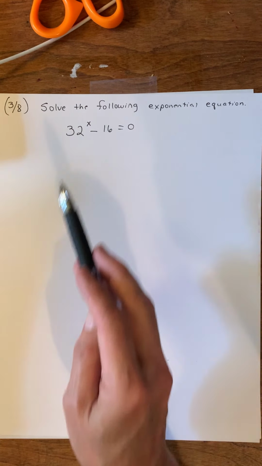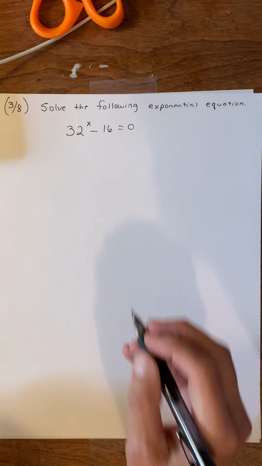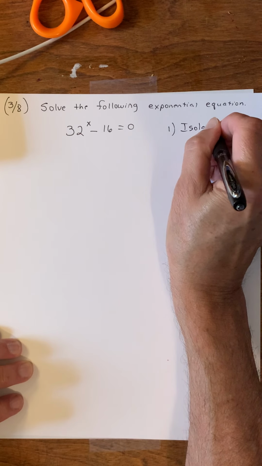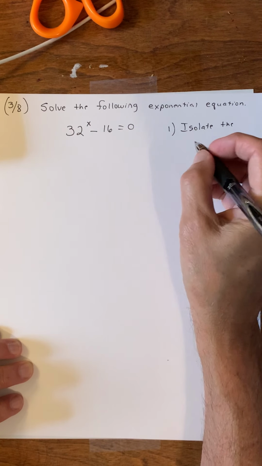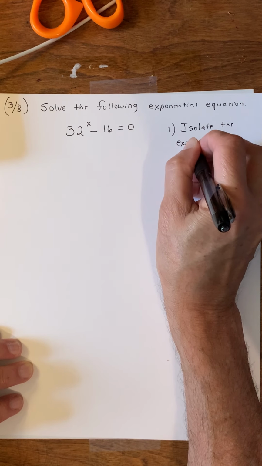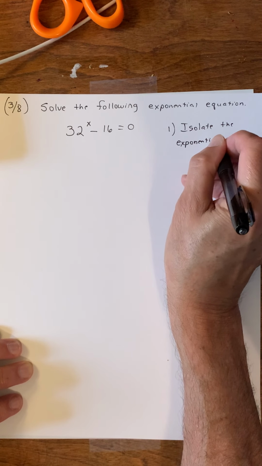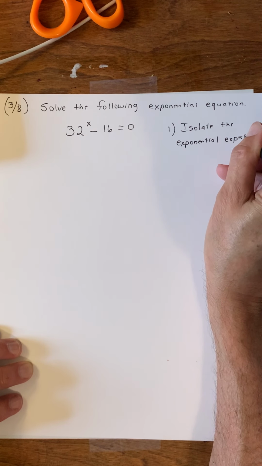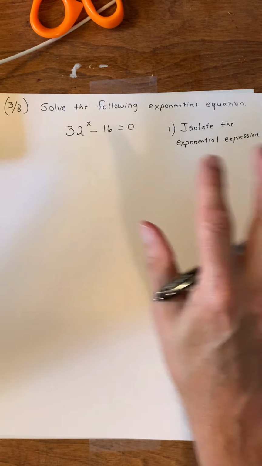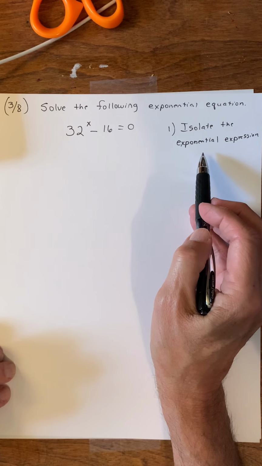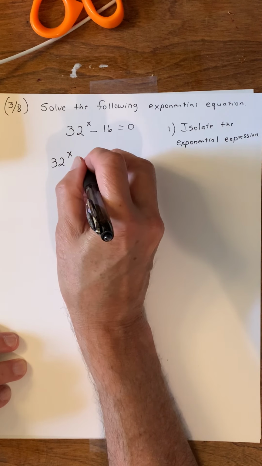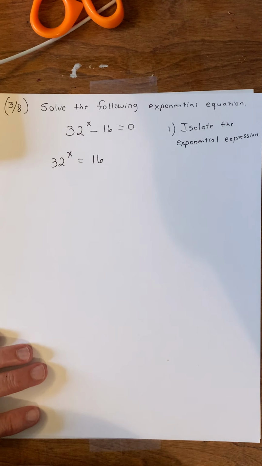So I'm going to make a double substitution after I do one thing. My first step is going to be to isolate the exponential expression. The thing taken to a power, the exponential expression. Hey, if they're both exponential expressions, isolate them from each other. A little social distancing here with my two terms. So I'm going to isolate the exponential expression. 32 to the x, move to the other side, change the sign, equals 16.